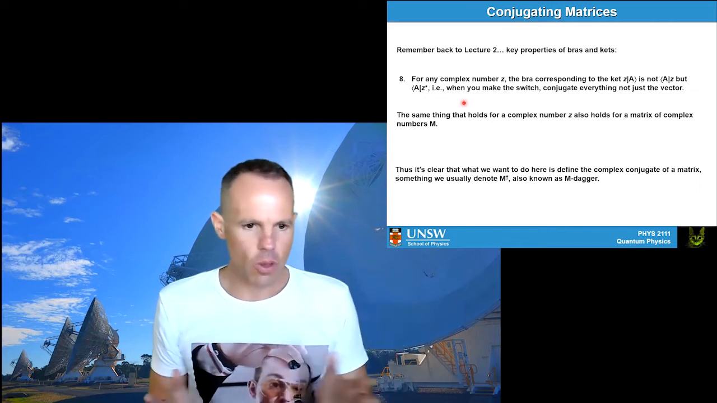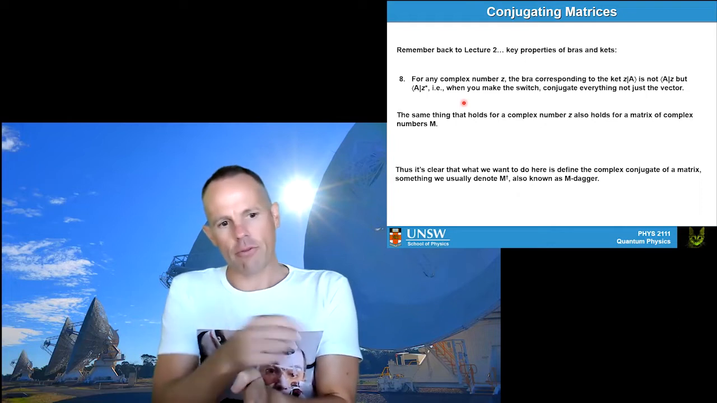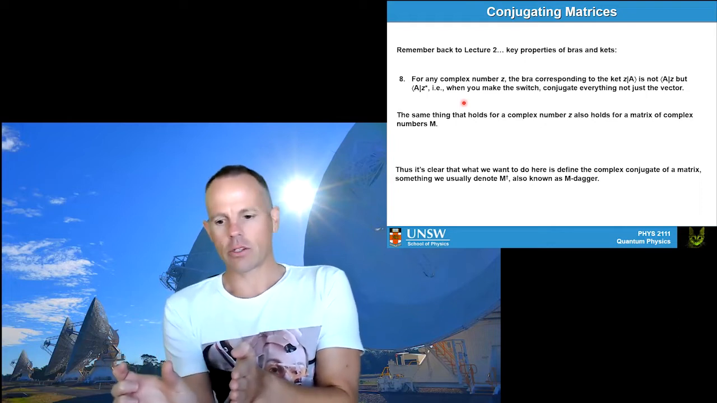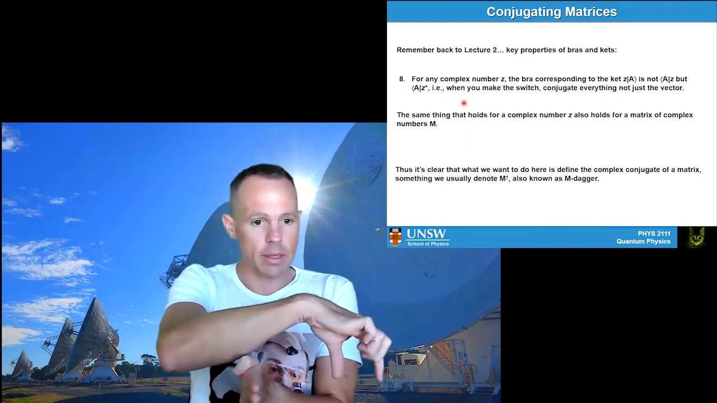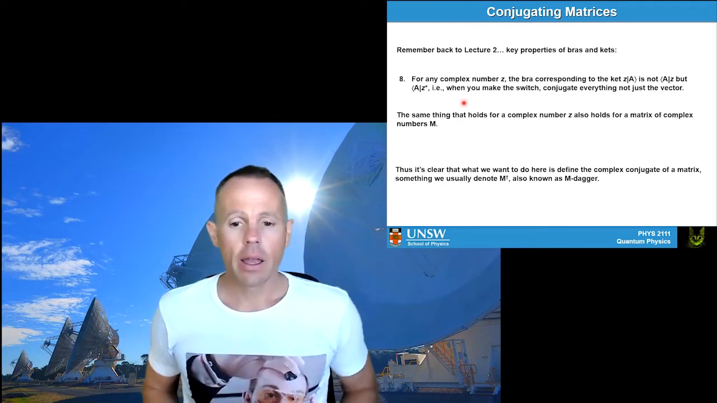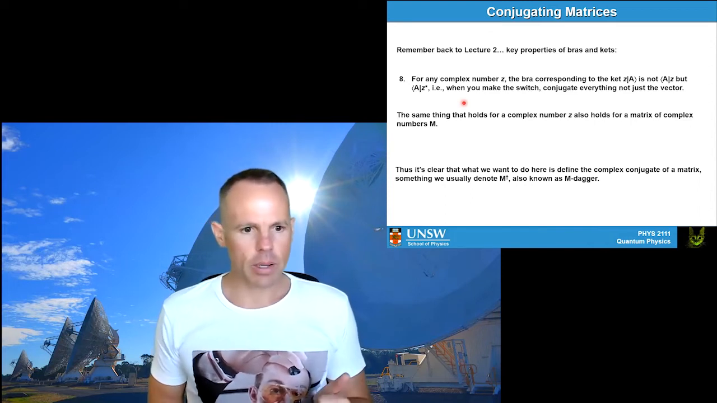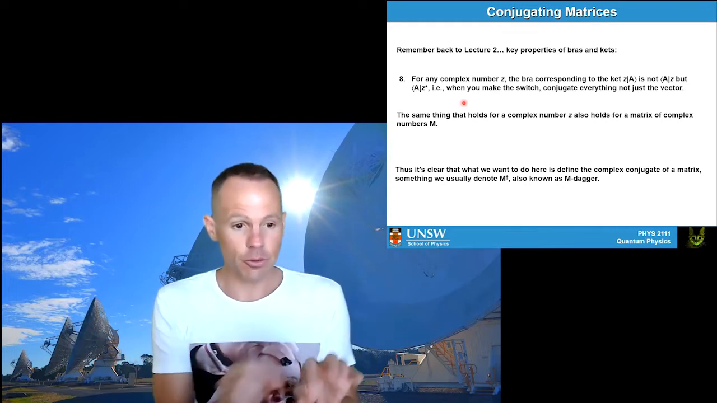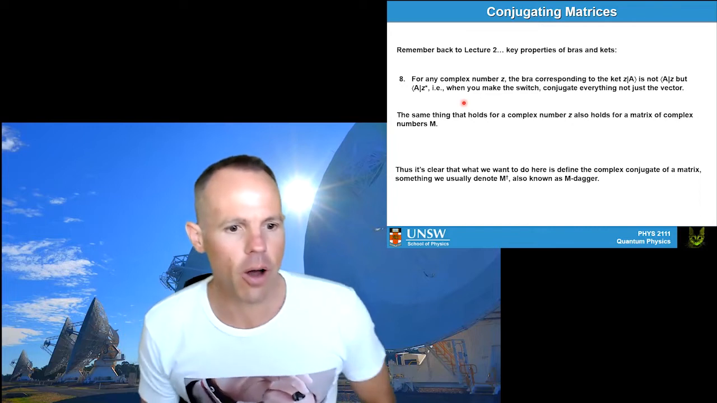Okay, and so the idea here was that when you conjugate, you conjugate everything. If there's a number out front of the vector and you're switching over to the equivalent conjugate, you conjugate the number as well as the vector. The same thing holds for matrices, because essentially in quantum mechanics, any matrix is going to be a matrix of complex numbers, right? And if you're doing it for one complex number, you have to do it for the whole matrix of complex numbers. That's fine.